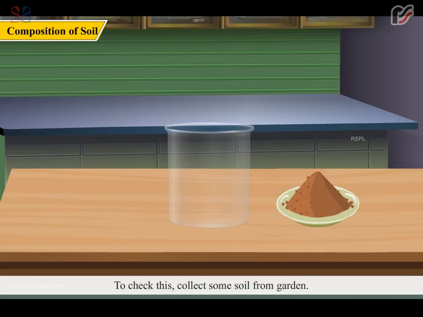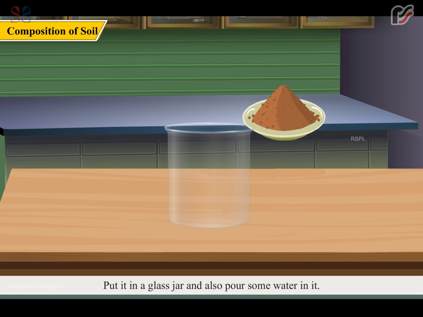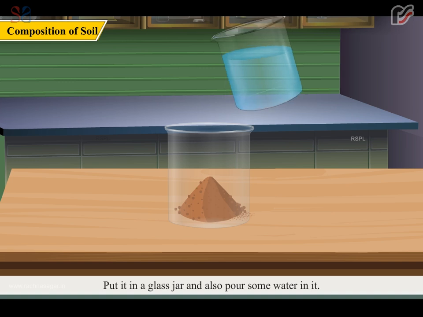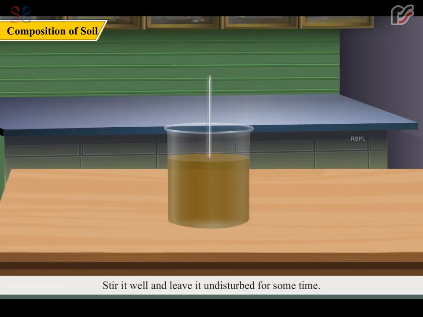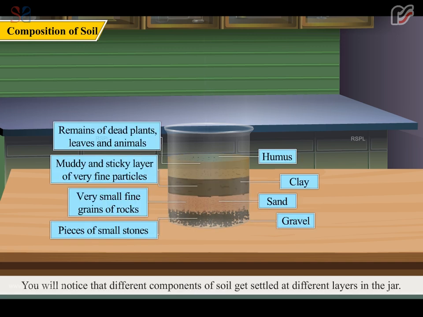To check this, collect some soil from garden. Put it in a glass jar and also pour some water in it. Stir it well and leave it undisturbed for some time. You will notice that different components of soil get settled at different layers in the jar.